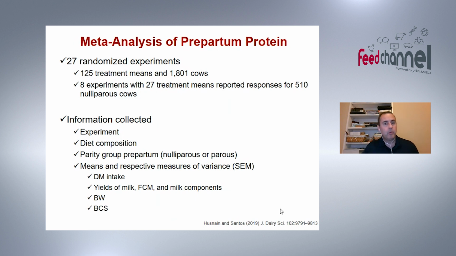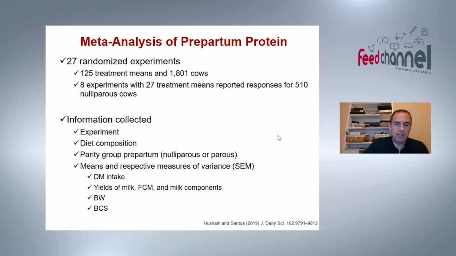So what we did is we pulled the data from the literature. We identified the diets and the dietary ingredients. We entered those diets into NRC. We entered the observed dry matter intake of the particular treatment and the treatment mean. And then we calculated the supply of net energy, metabolizable protein, and metabolizable amino acids. And we analyzed the data for nulliparous separate from parous cows, just because, as you will see, nulliparous eat less.